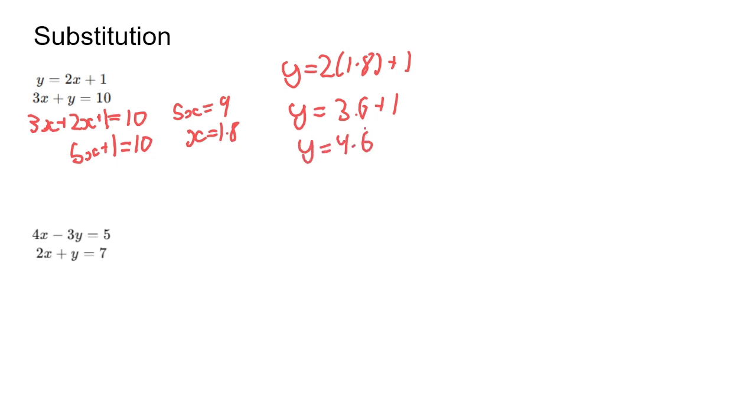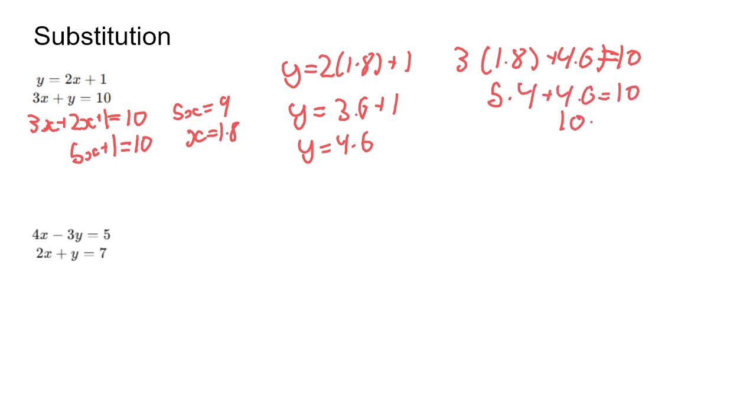And you can double check this, or with any method for simultaneous equations, by putting the variables back into the original equation, or one of the original equations, and seeing if they work. So I'll choose this equation right here. I choose 3 times x, which I said is 1.8, plus 4.6. That should equal 10, if I'm correct. So 3 times 1.8 is 5.4 plus 4.6 should equal 10. And it does. That's how I know I'm correct.